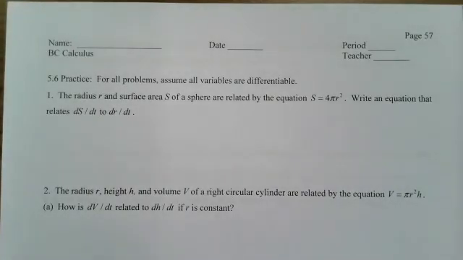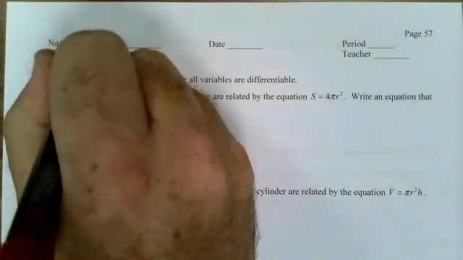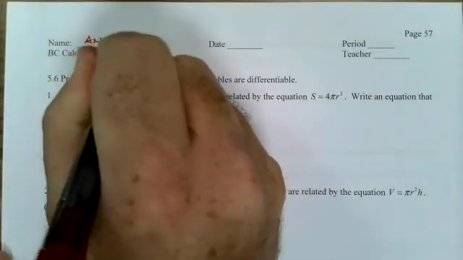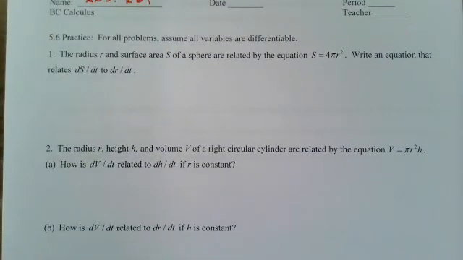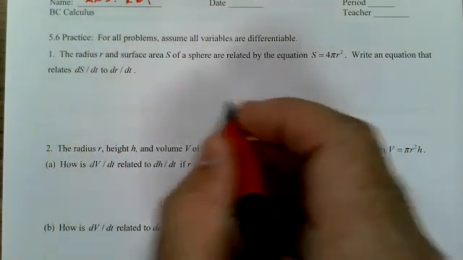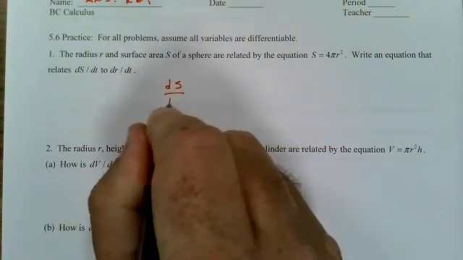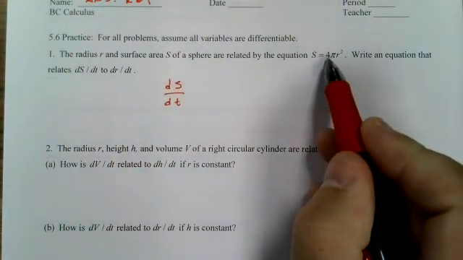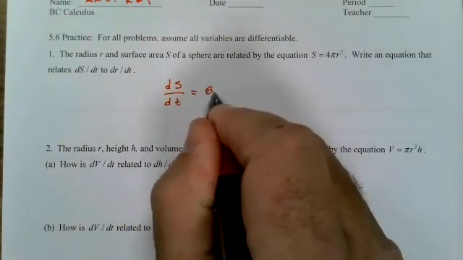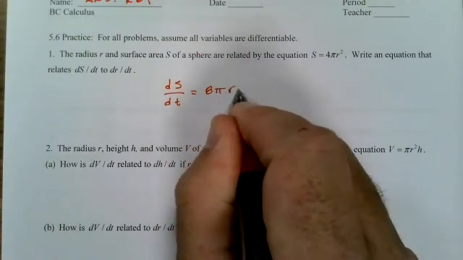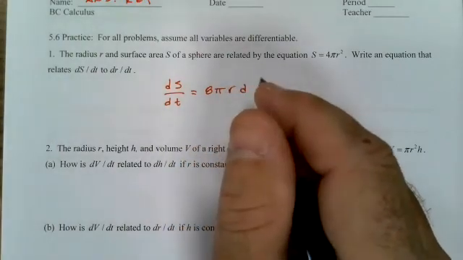So 5.6, related rates, worked out problems. Quasar, surface of a sphere, the equation relates dS/dt to dr/dt. So simple enough. dS/dt, only one variable, constant, equals 8, 2 times 4 is 8, pi r dr/dt.